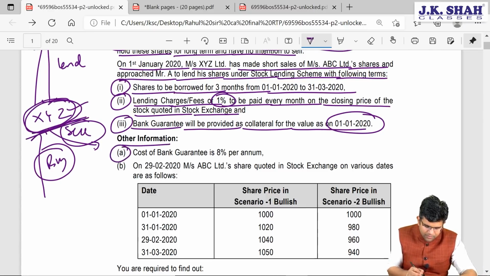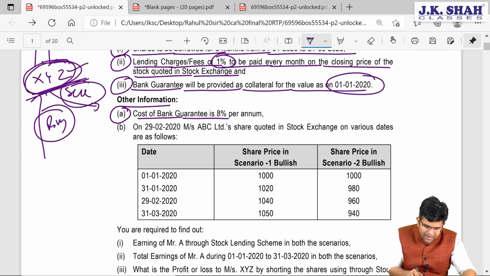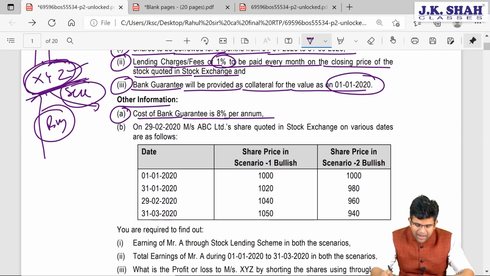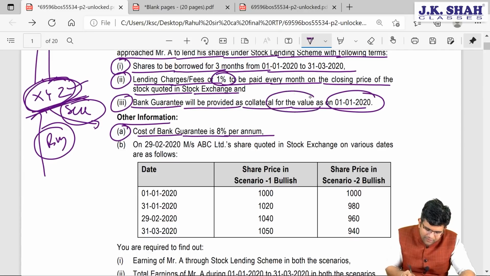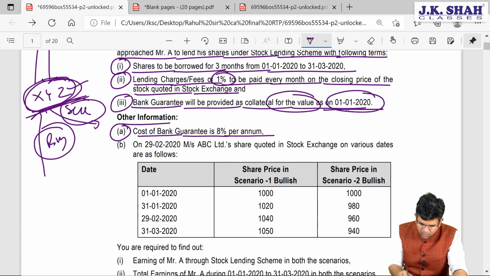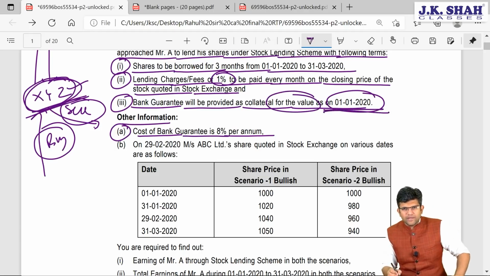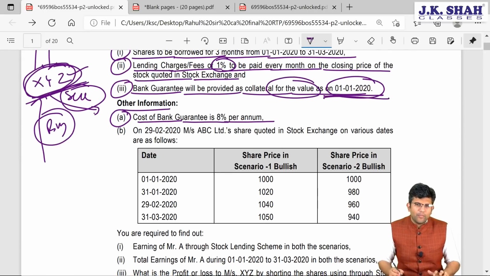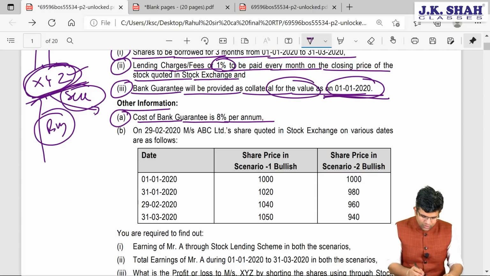Other information, point number A. Cost of the bank guarantee is 8% per annum on the basis of whatever the value of the shares XYZ will be borrowing as on 1/1/2020. We'll look at numbers in some time. Correct? Basically, the point is there is 8% bank guarantee per annum that XYZ has to pay.